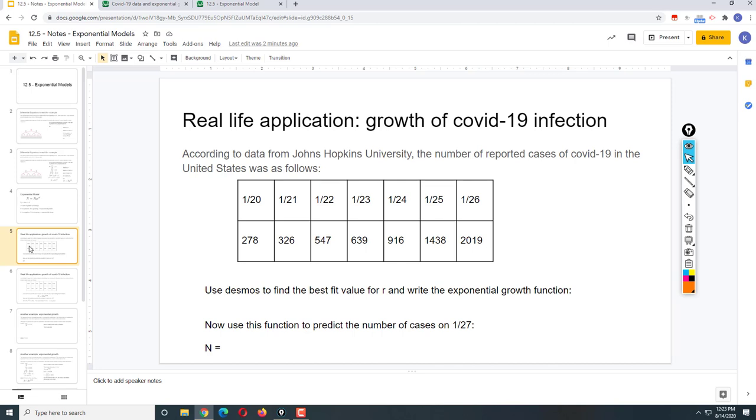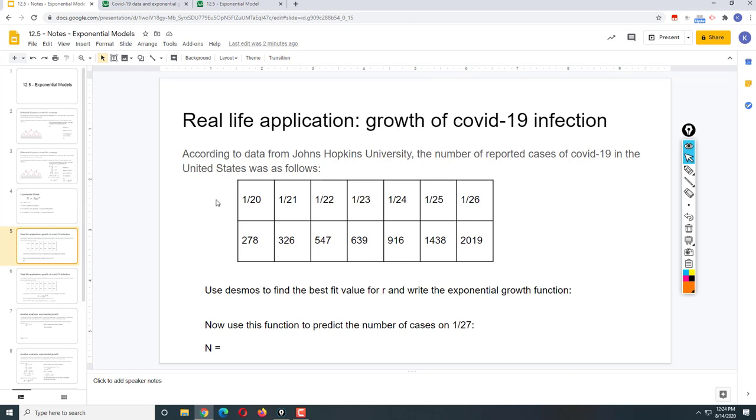So, a real life application: growth of COVID-19 infection. According to data from Johns Hopkins University, the number of reported cases of COVID-19 in the United States was as follows. So I have this real data. This is the number of people with COVID in the US, in January.